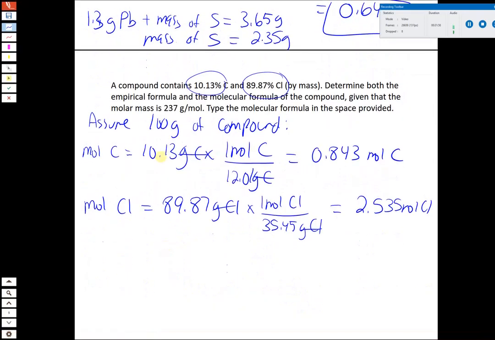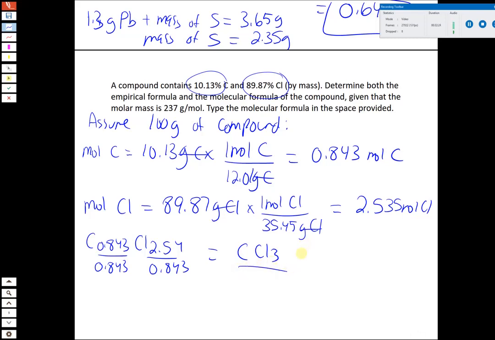So to find the empirical formula, we just need to find the smallest ratio of those two numbers. And so we have carbon with 0.843, chlorine 2.54. We don't have to be that precise with these. We divide both of them by the smaller of the two to get a simple ratio. And when we divide those two, we get CCl3, so basically exactly a 1:3 ratio. So that's our empirical formula.